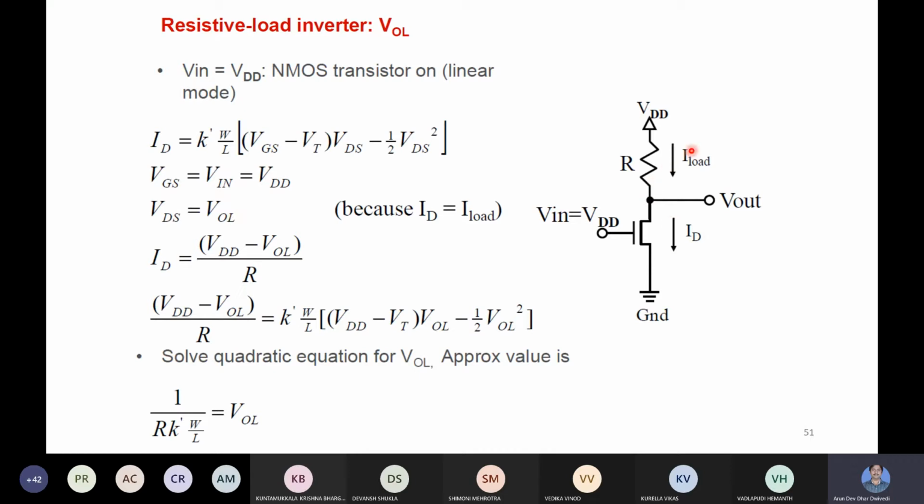This ID, the drain current of this NMOS, is just equal to the load current, and the load current can be found as VDD minus whatever output you are getting here. So VDD minus V out, basically VDD minus V out by R, and V out is VOL. So VDD minus VOL by R, and then solving, putting all this and solving, you get this. I'm not spending too much time on this.